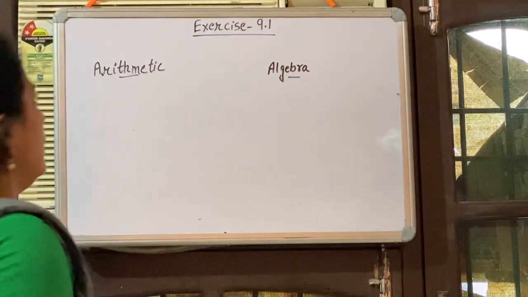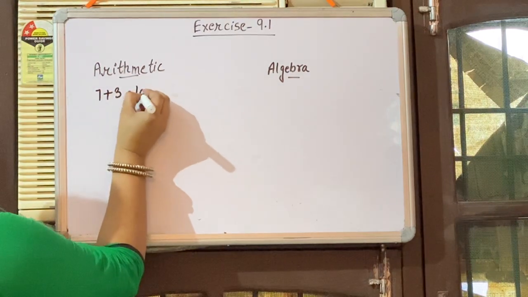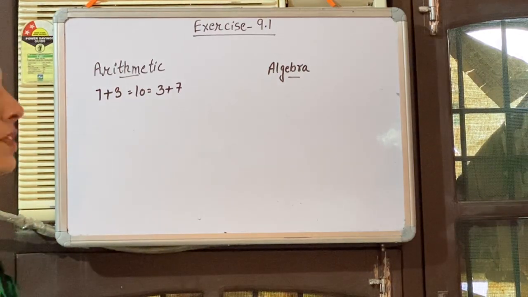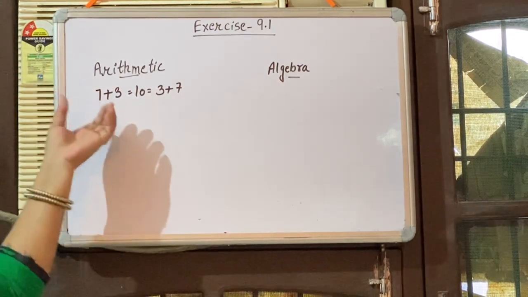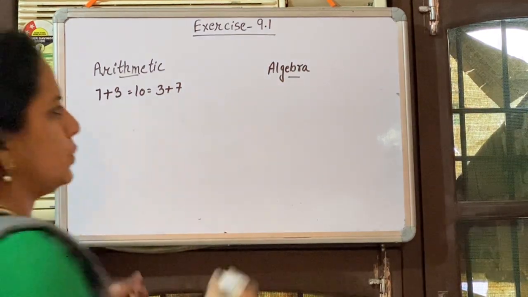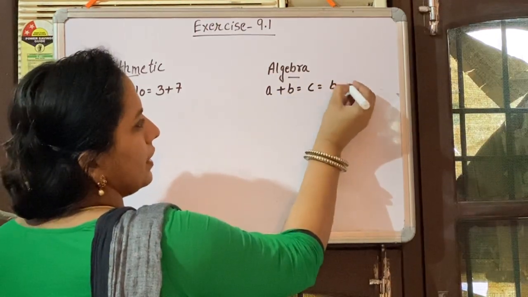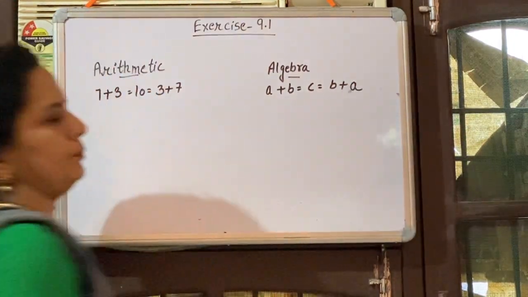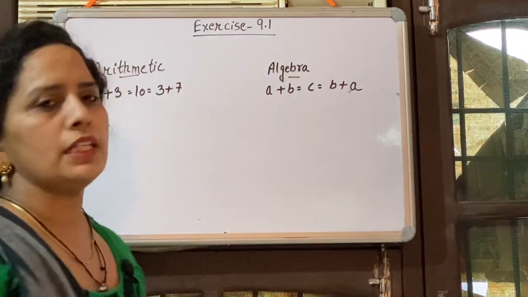For example, in arithmetic, if we say 7 plus 3 is equal to 10 or 3 plus 7 is equal to 10. So in arithmetic, numbers are used, but in algebra, to represent a number, letters are used. That means a plus b is equal to c, or we can say b plus a is equal to c. So to represent a number, letters are used in algebra.